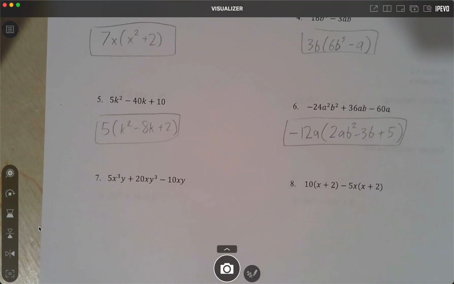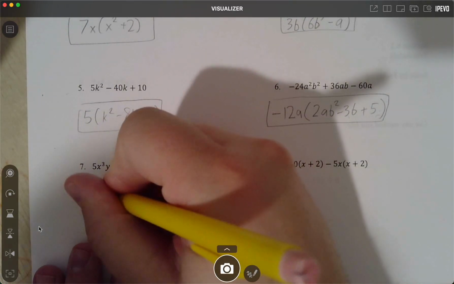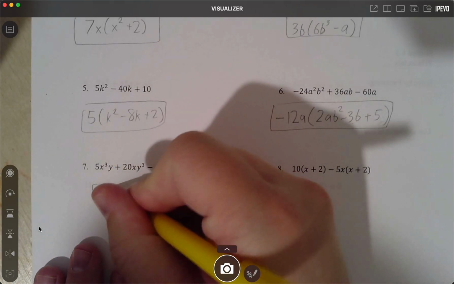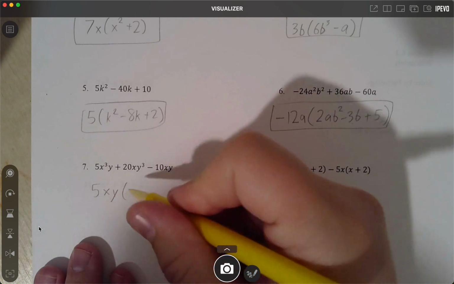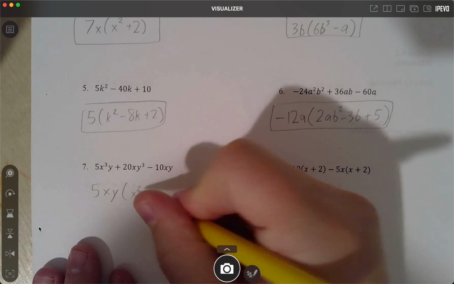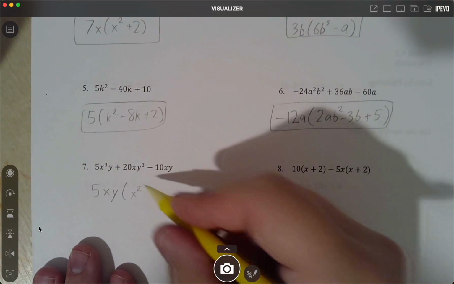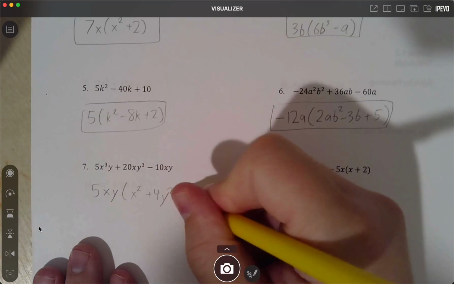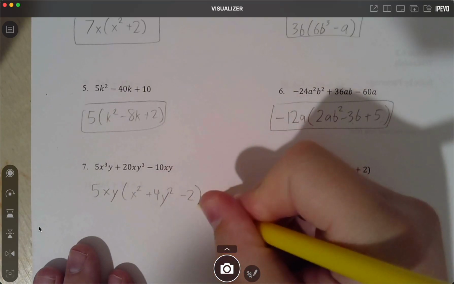All right. Up next, let's see here. I see a 5 shared. X cubed, x, and x, there's at least one x shared. A y cubed, and a y, there's at least one y squared shared. And so I'm left with x squared. When I divide that out, it redistributes back to the x cubed and everything else. I'm left with a 4 and a y squared. And I'm left with a just minus 2.